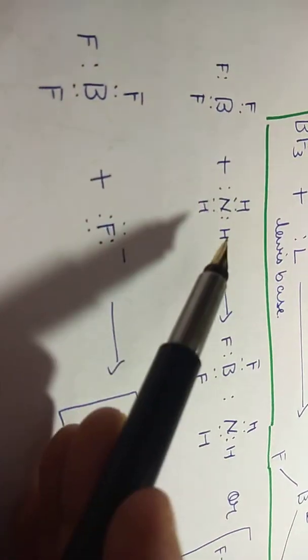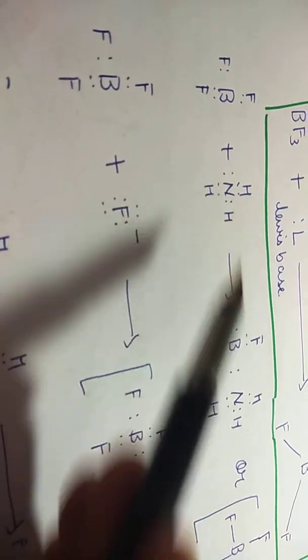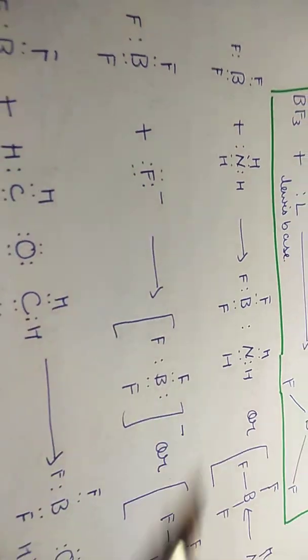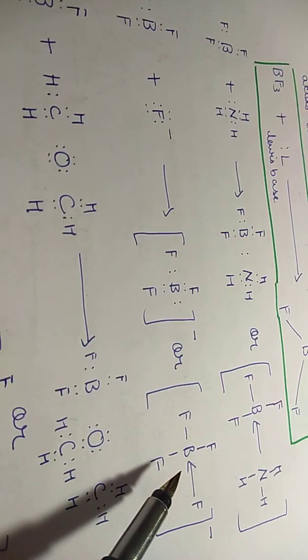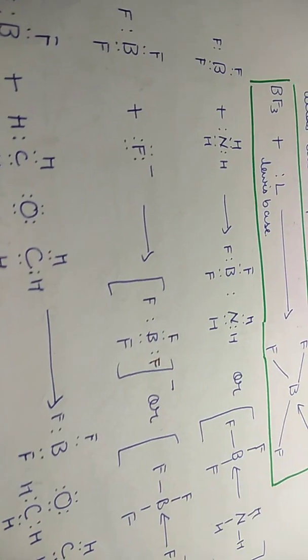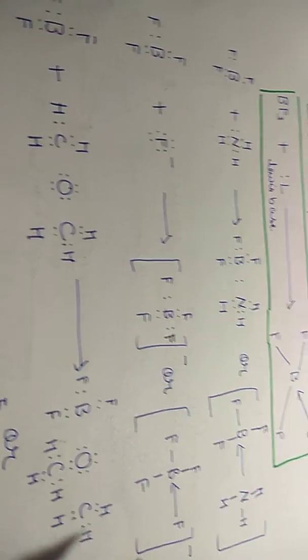Like you can see, BF3 combines with ammonia. Ammonia is a Lewis base, so ammonia can donate its electrons. It also combines with fluoride ion. Fluoride ion can donate its electron like this.